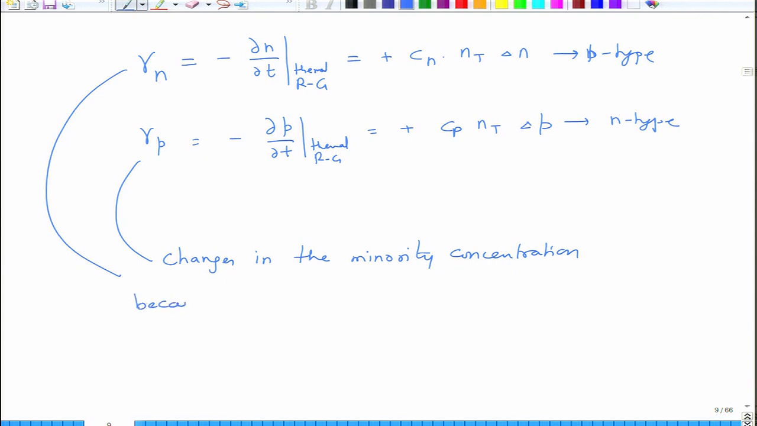because perturbations cause a major difference to these. They do not dent the majority carrier concentration. So if you want to calculate Rn for an n type, it would be insignificant. Similarly, Rp for a p type, it would be insignificant. What is significant is the change in the minority carrier concentration when this happens.